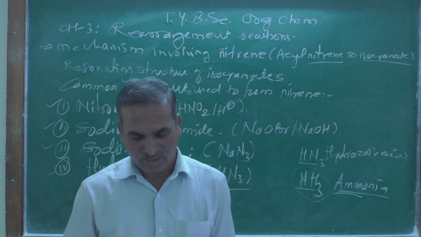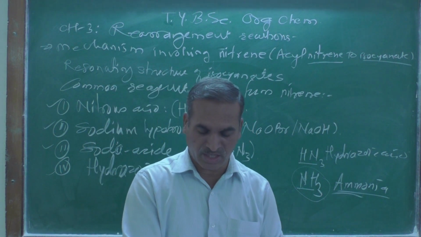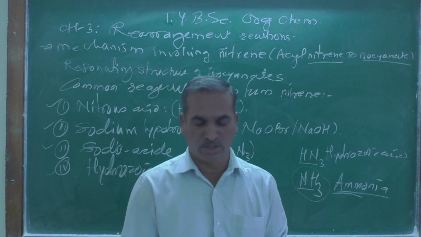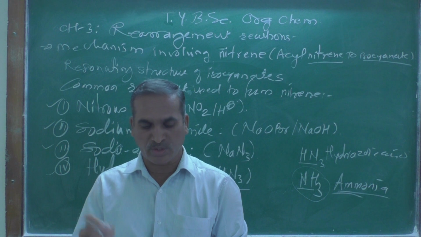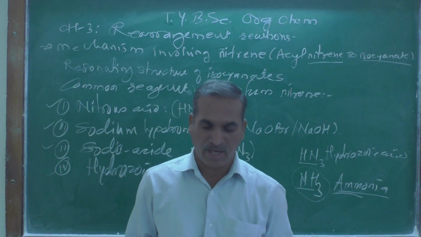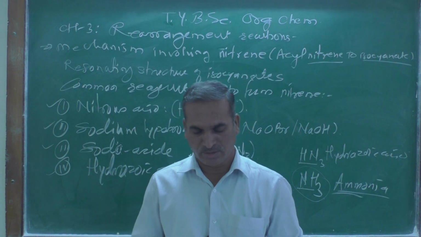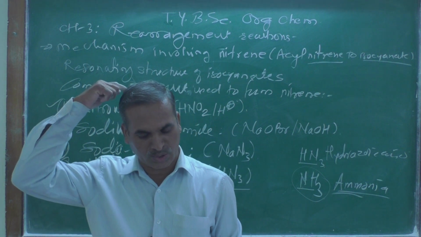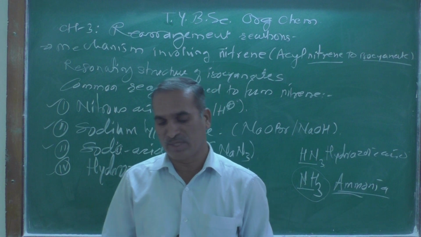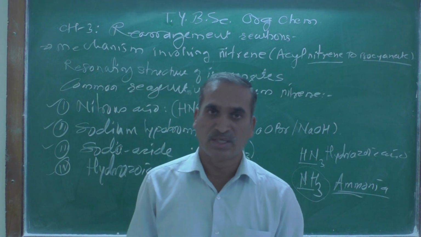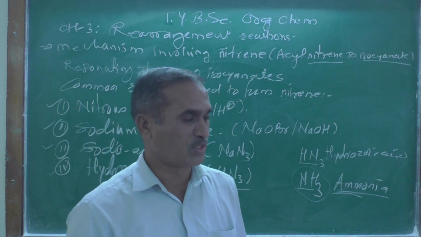So I think with this we have seen, and from tomorrow onward we are going to learn about the actual reaction of Hofmann, the Hofmann route or Lossen route, what type of reaction it is, and the mechanism involving the nitrene, that we will see in tomorrow's lecture.